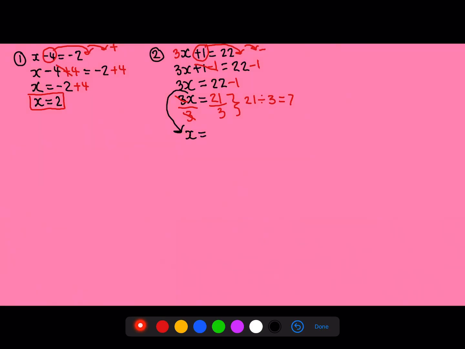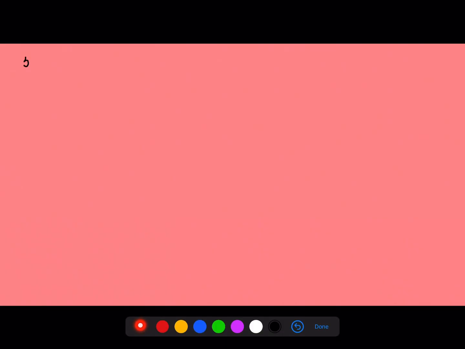So now x equals 7. Now 3 divided by 3 is 1. So x times 1 would be x itself. So instead of writing all of that, you can just write x.